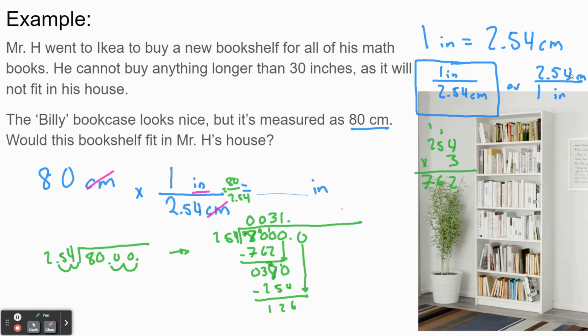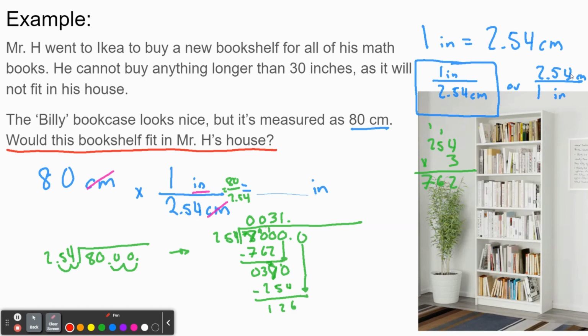But let's consider what the question was. Our original question was, would this bookshelf fit into Mr. H's house? So far, we know that the bookshelf is 31 point something inches. We haven't done the something. But we know that we also can't buy anything that's longer than 30 inches. So already, we can just stop there and say that we can even use our about equal sign. We can say that's about equal to 31 inches. So, would this bookshelf fit into Mr. H's house? No. We cannot buy Billy the bookshelf because he's too big, he's too wide.